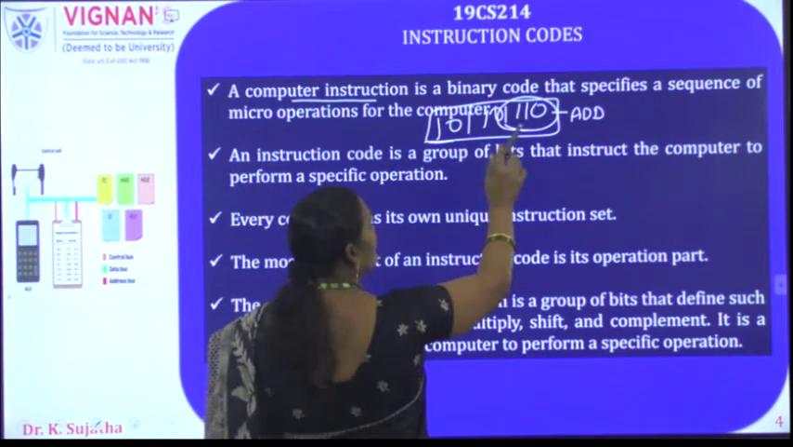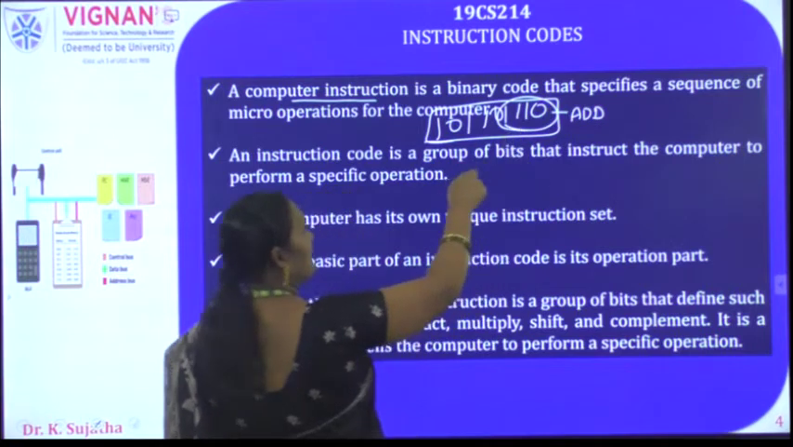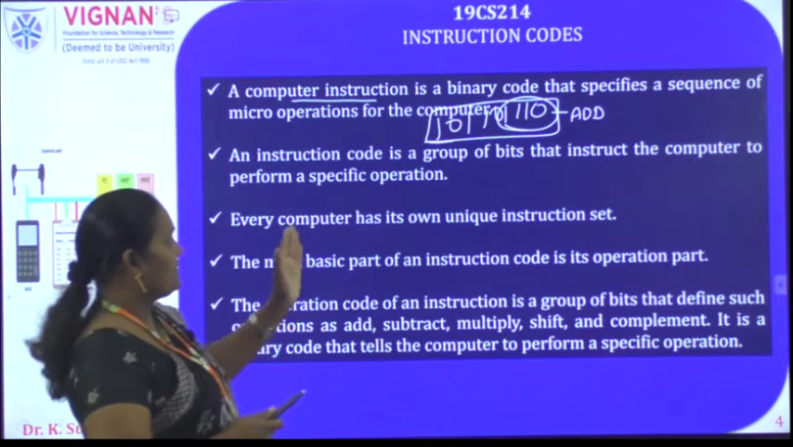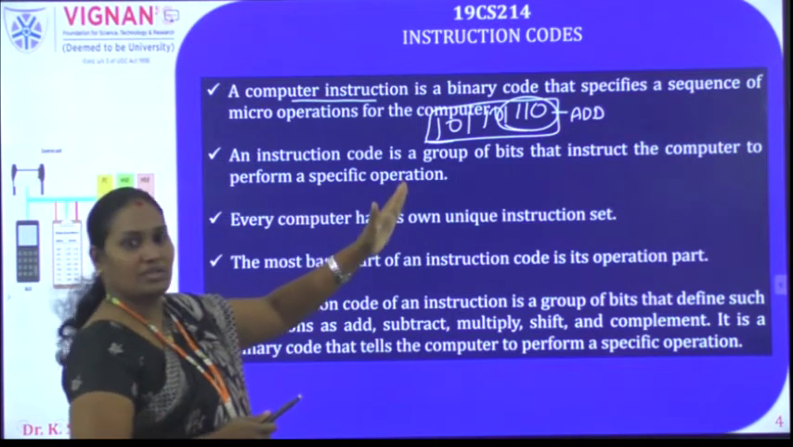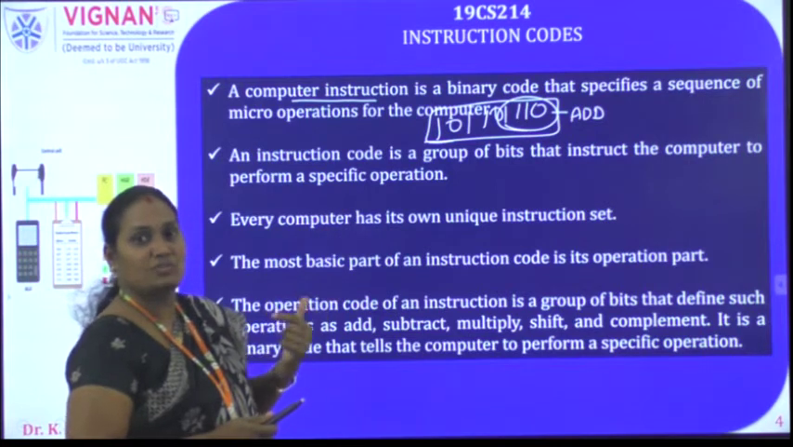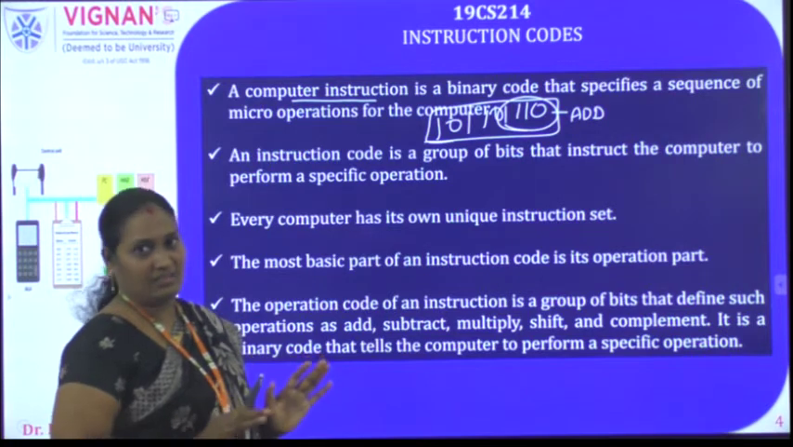So this binary code consists of various parts. Some part represents operation, some part represents address, some part represents other things. Whatever it may be, the entire binary code represents the sequence of micro operations that should be carried out by the system to complete the given task.